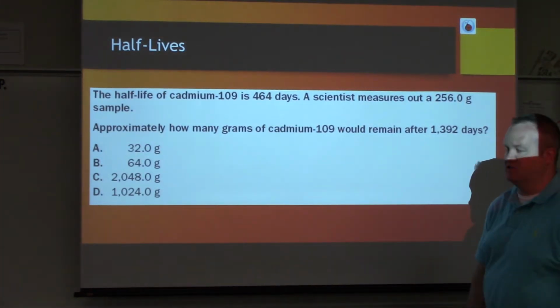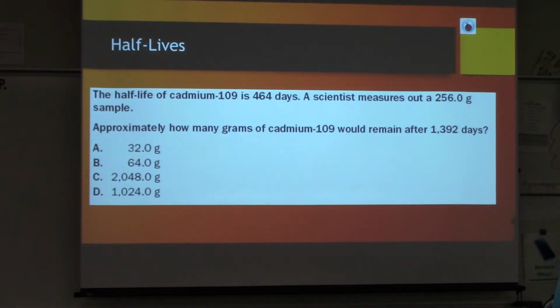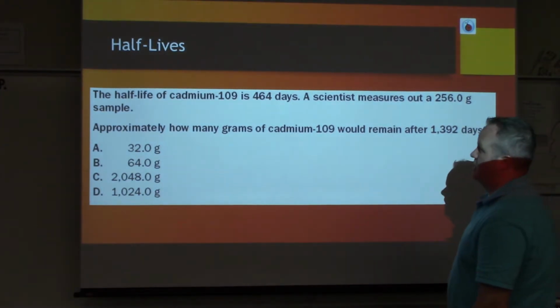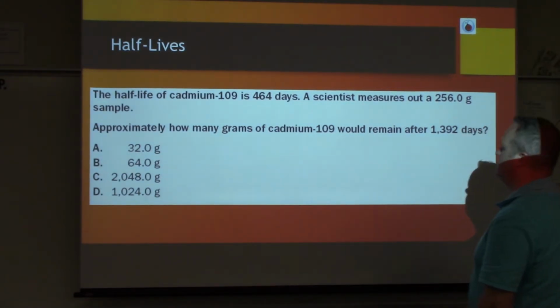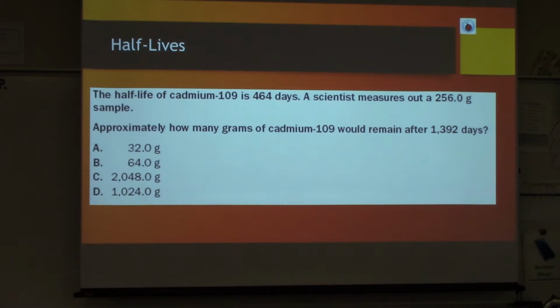Look at this sample question. The half-life of cadmium-109 is 464 days. A scientist measures out a 256-gram sample. Approximately how many grams of cadmium-109 would remain after 1,392 days? Go ahead and use your calculator and calculate the answer to this question.